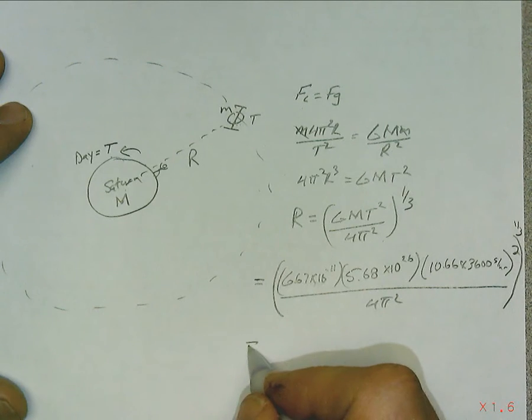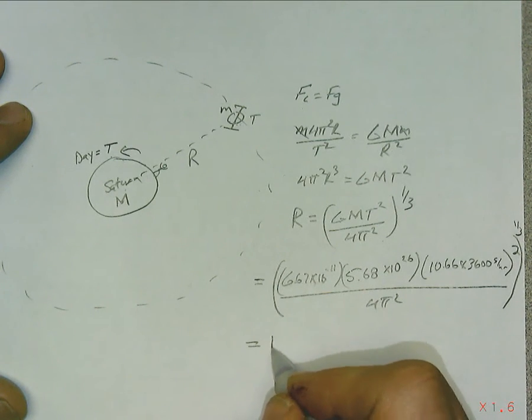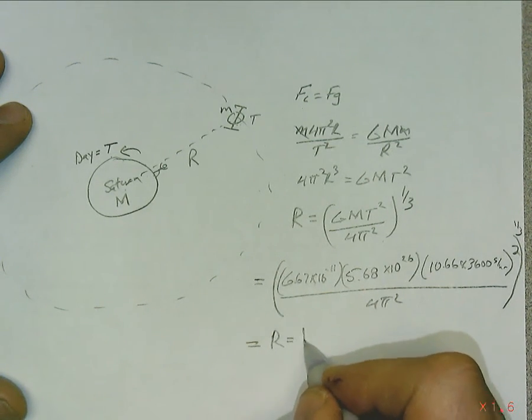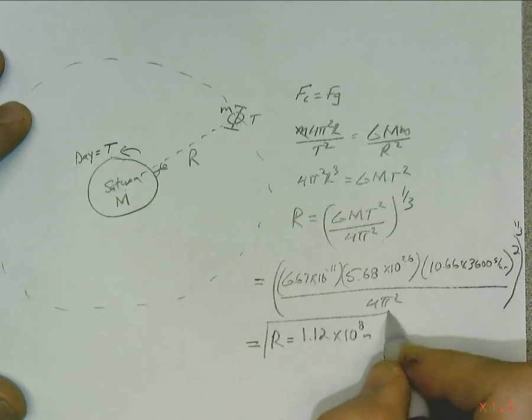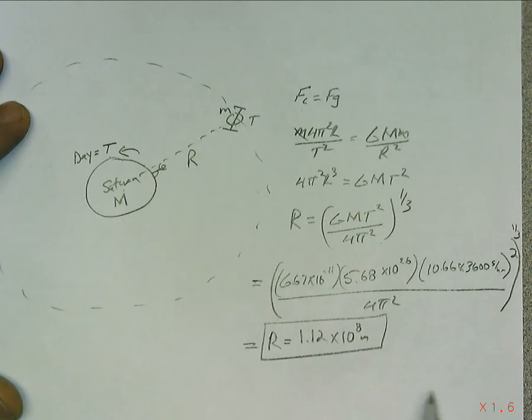Plugging all this into the calculator, I get r, the radius of orbit, 1.12 times 10 to the 8th meters. That's how you do the problem. Wasn't that fun?